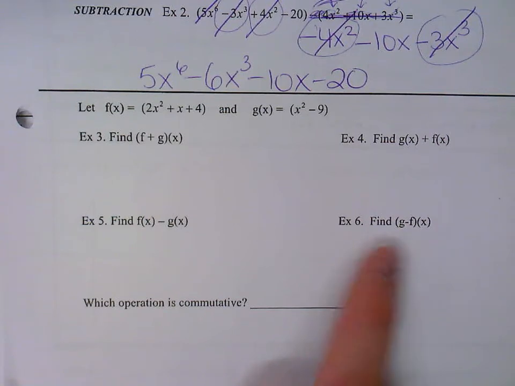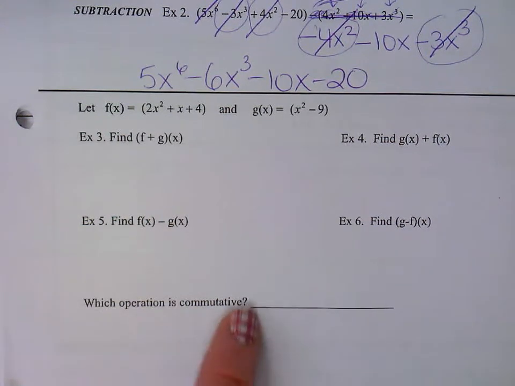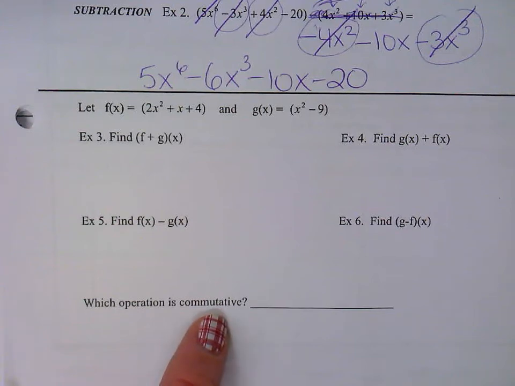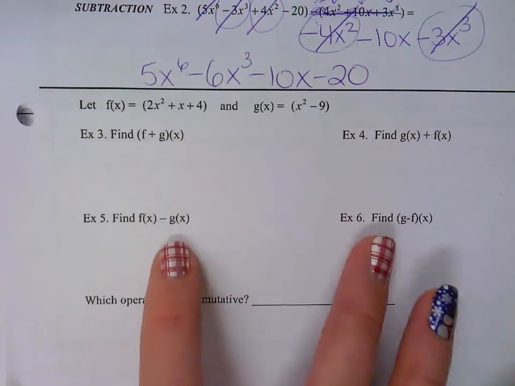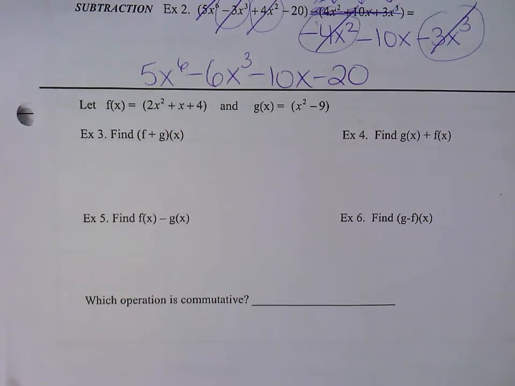And then down here I said, what operation is commutative? Does anyone know what commutative means? It means it's the same forwards and backwards. So is addition or subtraction going to be the same forwards and backwards? 2 plus 3, 3 plus 2, doesn't that come out to 5? But what about 2 minus 3 or 3 minus 2?